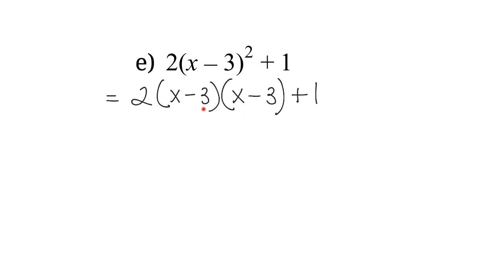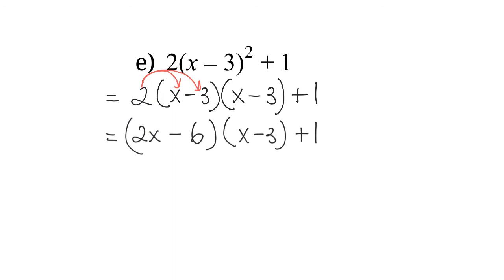you might choose to FOIL the 2 sets of brackets together first, and then go about distributing and collecting like terms. So I'm going to use the same method where I'm going to take the 2 and distribute it first into its bracket, and then I will go ahead and FOIL. If you'd like to pause the video and try it on your own, you can, and then come back to see the full solution. So if I go ahead and distribute, I'm going to be left with 2x minus 6 multiplied by x minus 3 plus 1.